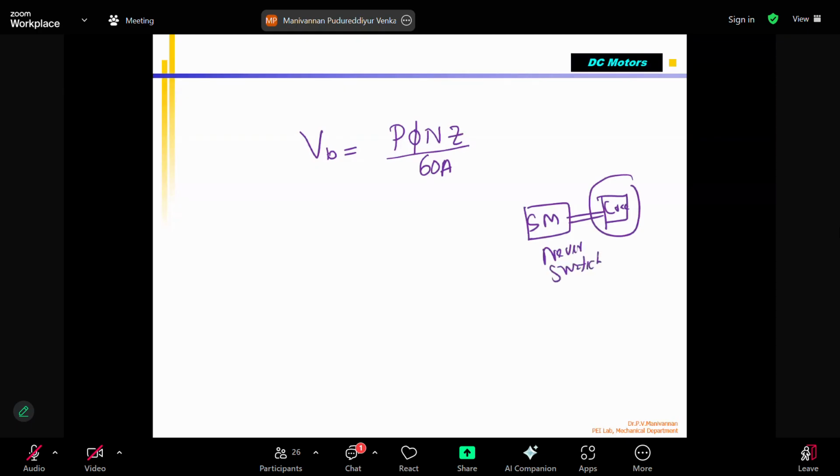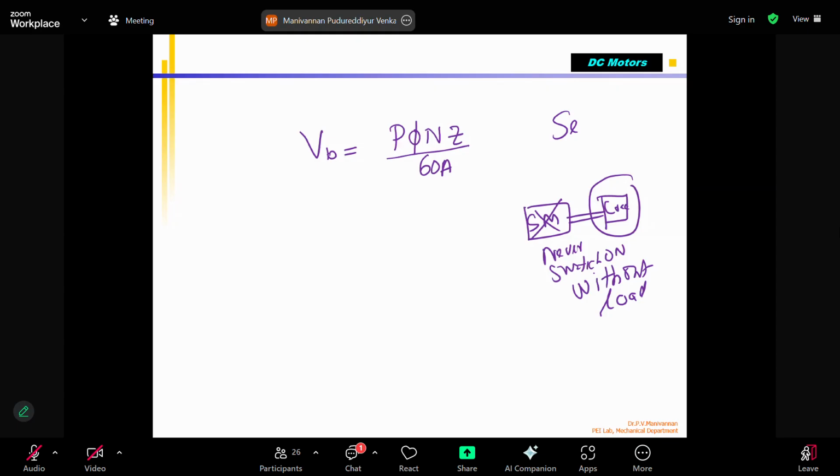Because of these characteristics, the speed can go very high. The motor itself, because of centrifugal force, can come into pieces and hit the people around, including you. It is really dangerous. A series motor should never be switched on without load. So if you keep increasing the current, speed will increase, torque will increase, and it can go very, very high. It may blast.